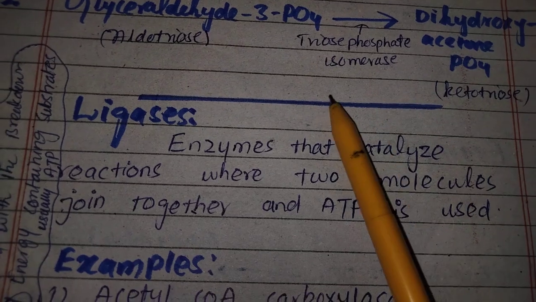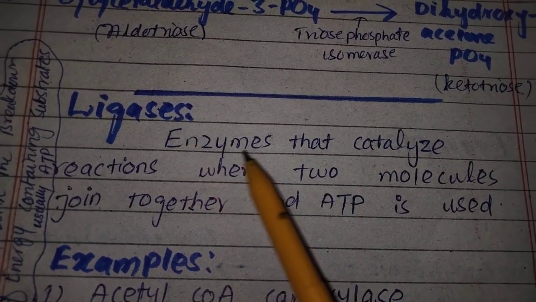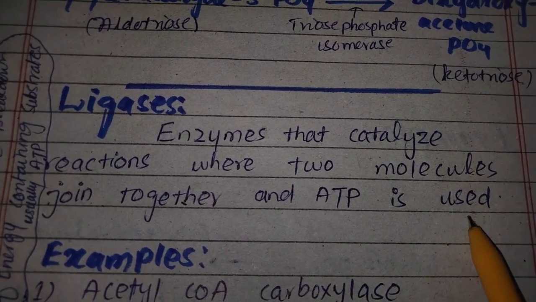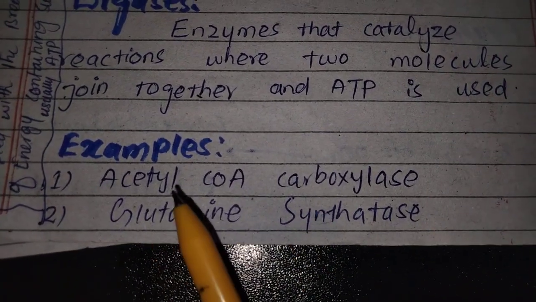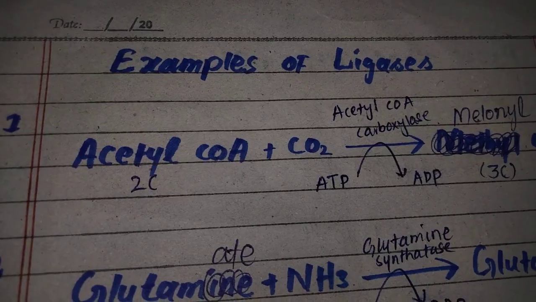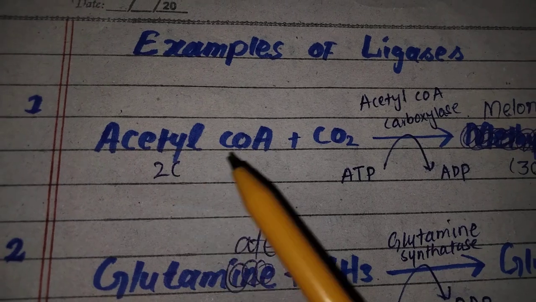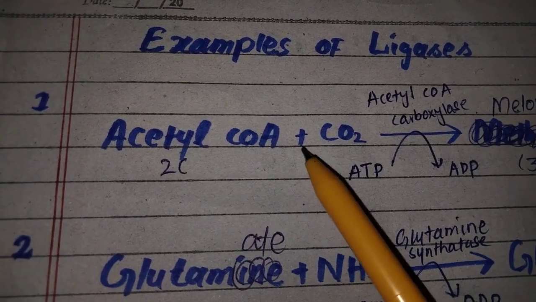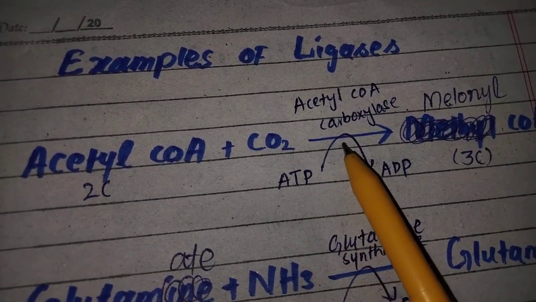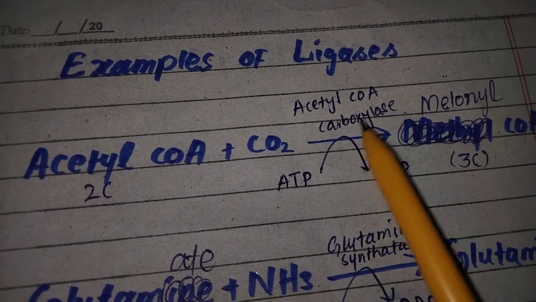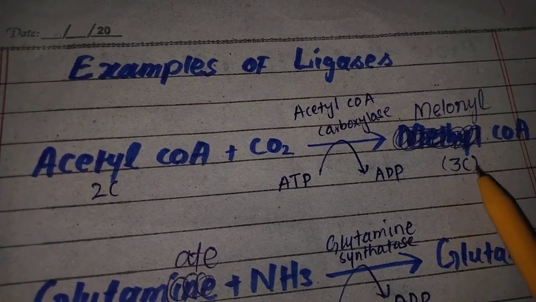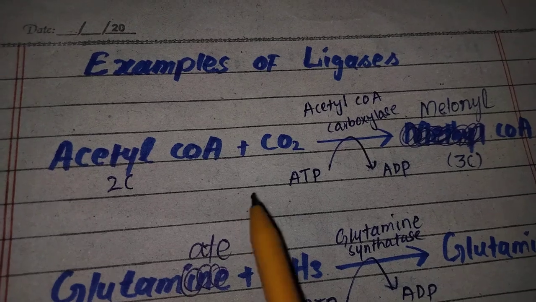Sixth class of enzymes, that is ligases. Ligases are the enzymes that catalyze reactions where two molecules are joined together and ATP is used in this reaction. Examples are acetyl coenzyme carboxylase and glutamine synthetase. Here are the examples of ligases. Like acetyl coenzyme, 2 carbon containing compound, it was reacted with carbon dioxide in the presence of ATP, and the enzyme we provided, that is acetyl coenzyme carboxylase. As a result, malonyl coenzyme, 3 carbon containing compound is formed. Here 2 compounds are joined together using ATP.